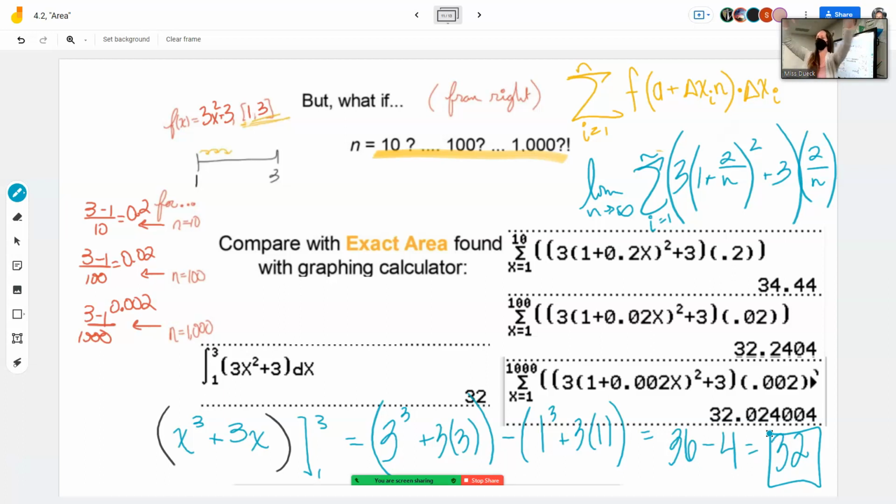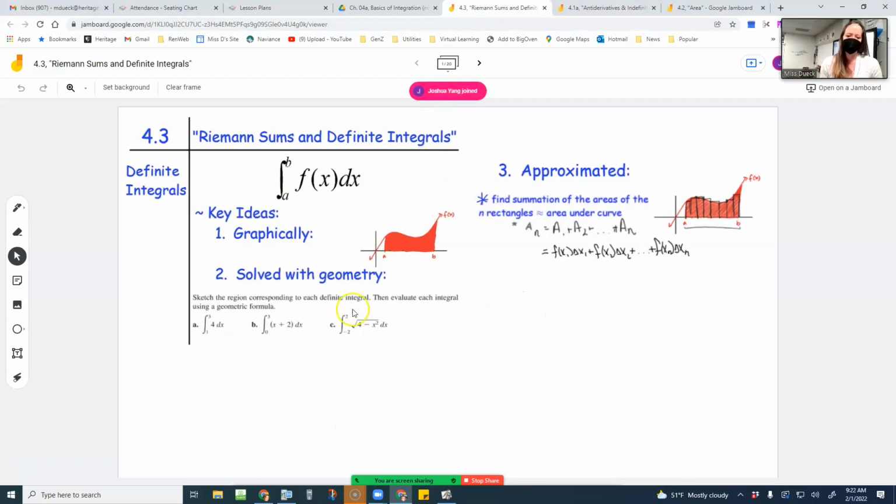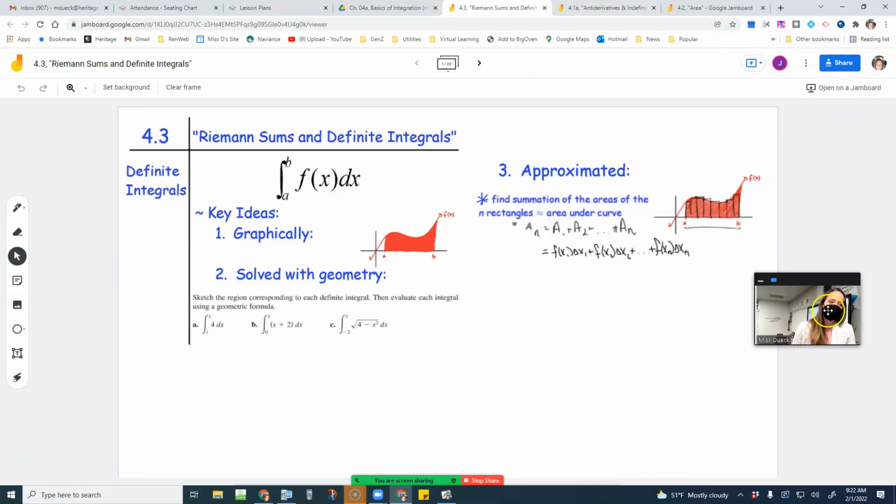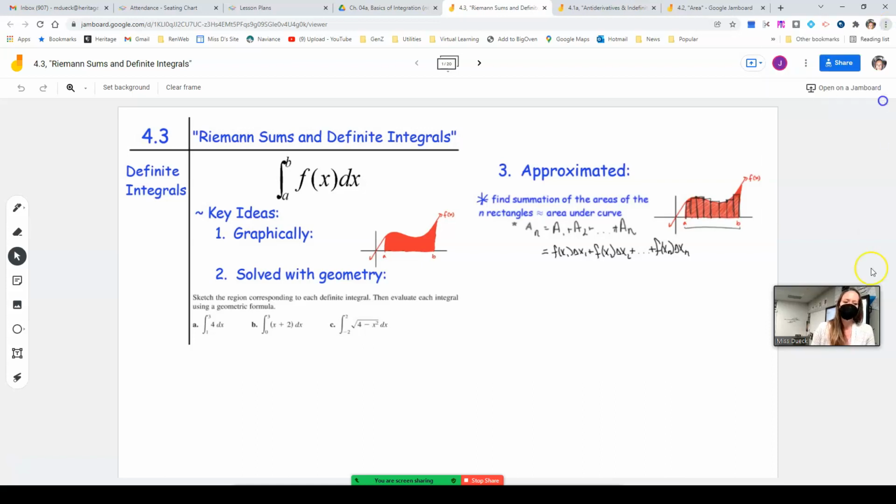The connection between an infinite sum and a singular subtraction of two antiderivatives. What did we just find? We just found in section 4.3 that definite integrals are the answer to the area problem. Now, why it is, how it is, you haven't seen that. All you've seen is that it is the answer to the area question.